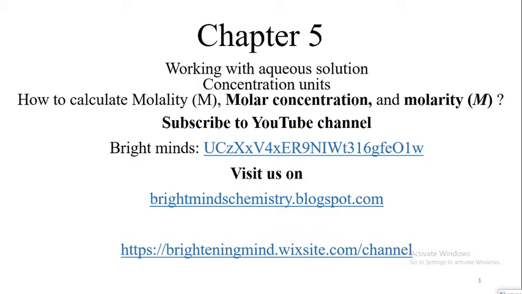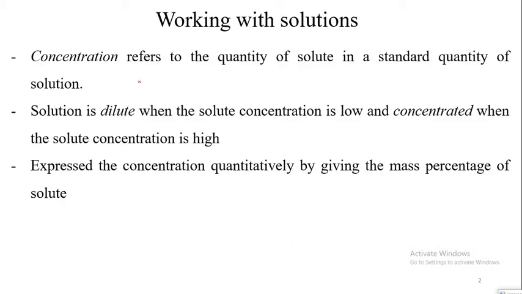There are a few terms that we use when we are working with solutions. The first term we use is the word concentration. We refer to the concentration as the quantity of the solute that is dissolved in a certain amount of solvent. If we are talking about dilute solution, this means we are talking about less amount of the solute, and if we are talking about concentrated solution, this means we are talking about higher concentration of the solute. We can express the concentration quantitatively by giving the mass percentage of the solute.